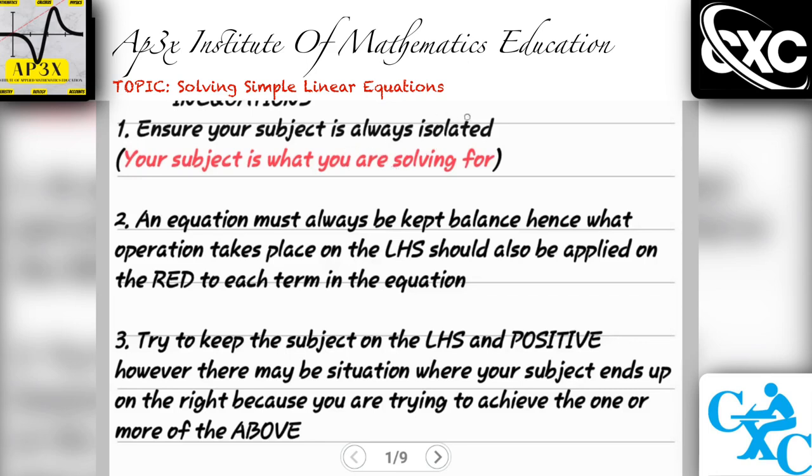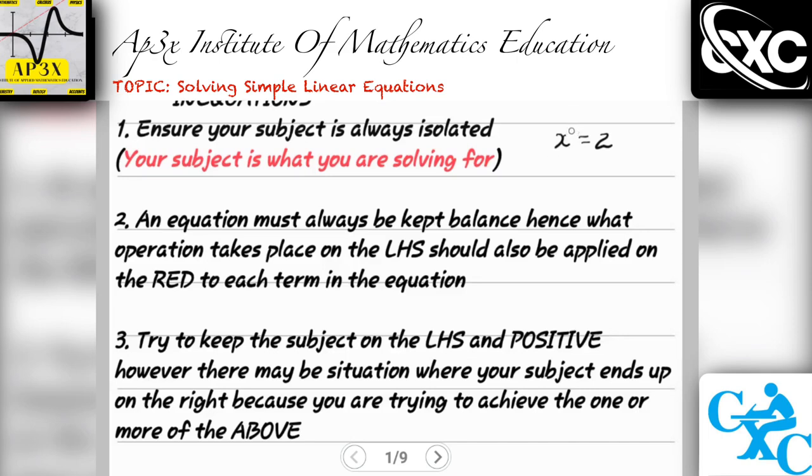And so the word isolated means that we need to get the variable all by itself. We should have no coefficient, no divisor, and no power. So if I get to the stage of an equation where I end up with, say, x is equal to 2, it means there should be no number in front, no number below the x, and no power here.